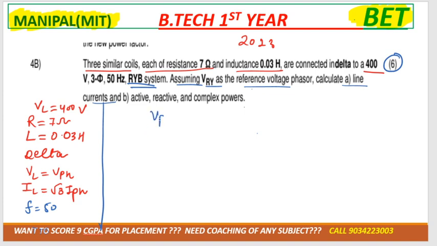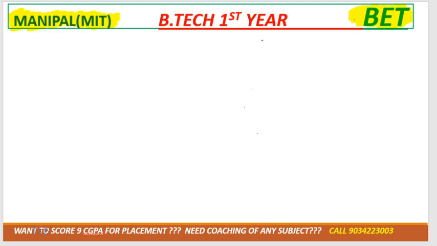As you know, the formula according to Ohm's law, we'll have VPH is equal to IPH multiplied by ZPH, right? Now try to solve it further. This is the formula, VPH is equal to IPH into ZPH. We never use the formula VL is equal to IL into ZL, because Z is never in line. Z is always in phase.